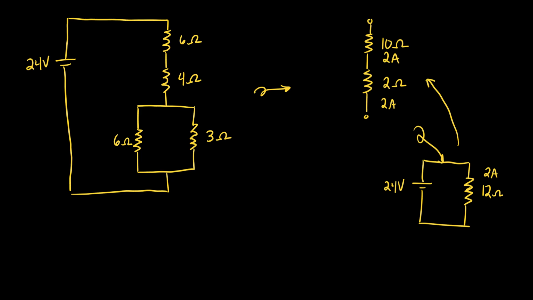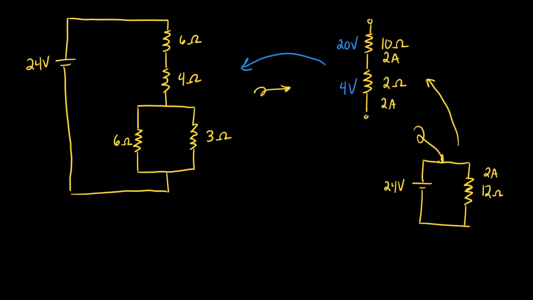Now, using Ohm's law, I can figure out the voltage across each of these. V equals IR, so 2 times 2 is 4 volts. 2 times 10, 20 volts. Again, I can check my work. 24 total volts. I had 24 before. Looks about right. All good, folks? Any questions here? All right. So we'll step back again.